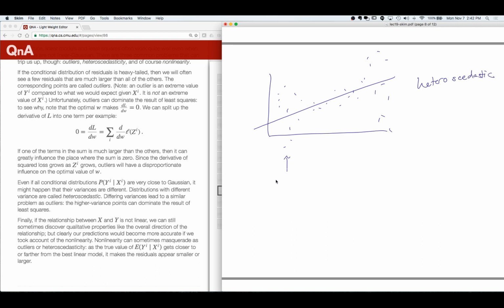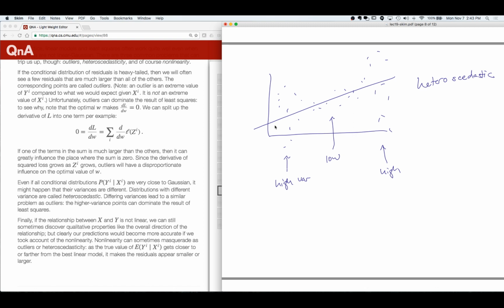Because we have high variance here and here, but lower variance here, right? And the same sort of thing can happen with heteroscedastic fits. Basically, these areas with high variance will wind up dominating the fit because it's really important to get the large residuals to balance out.